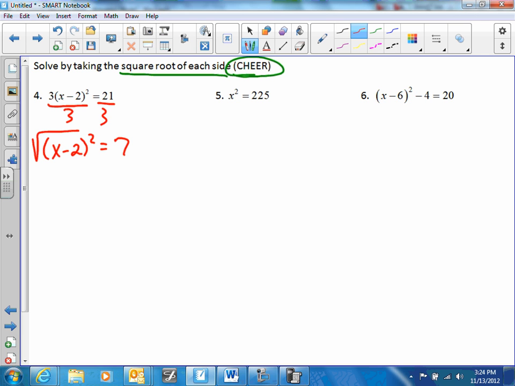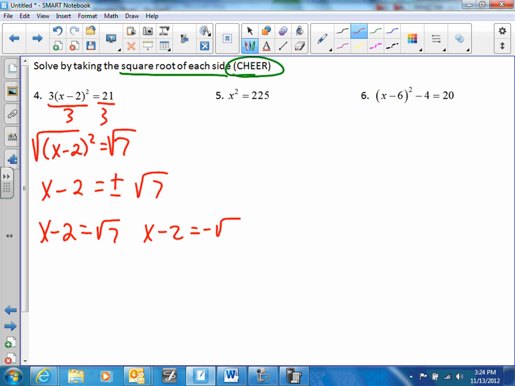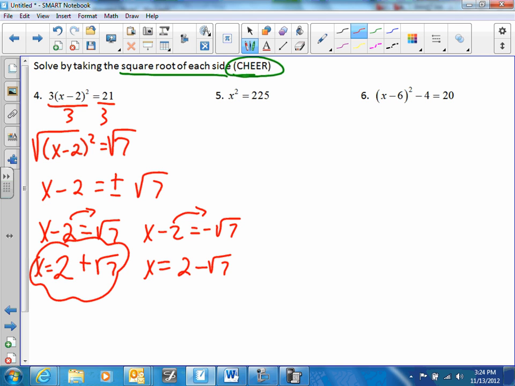Now, square root, plus minus. All right? So you get x minus 2 equals plus or minus root 7. Here you have two equations. x minus 2 equals root 7, and x minus 2 equals negative root 7. Move that 2 over, and you get x is equal to 2 plus root 7. Move that 2 over, and you get x is equal to 2 minus root 7. Okay, and those are your two answers.